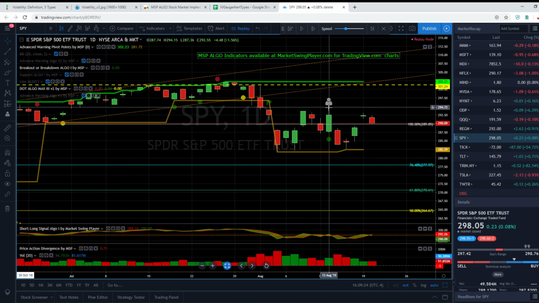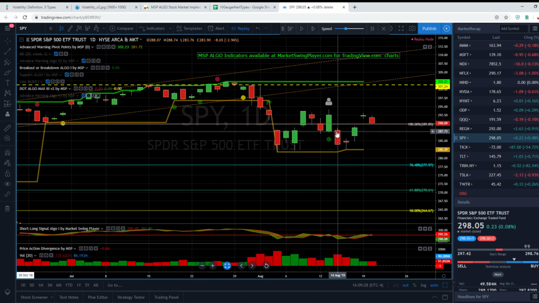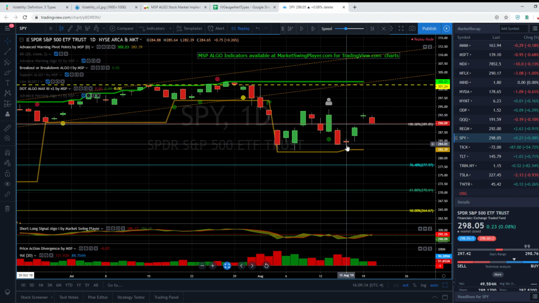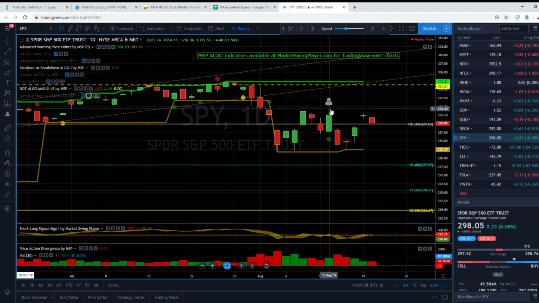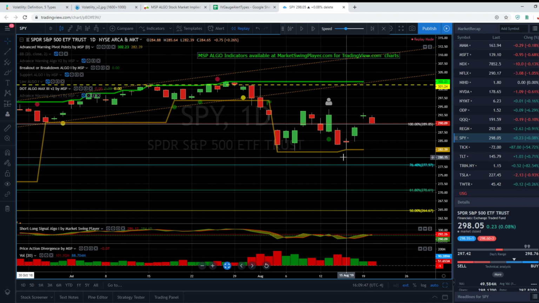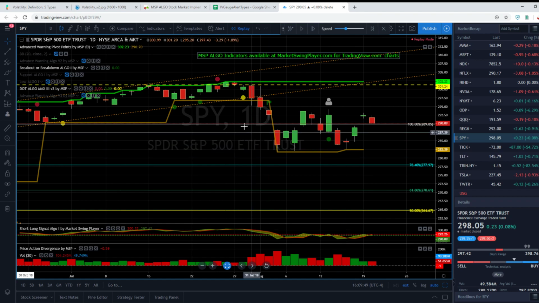So we loaded the boat at the top near 295, because we bought near the end of the day, and it gapped down to 282. I mean, not gapped all the way there, but it hit like 282. All right, so that was a good short, wasn't it?